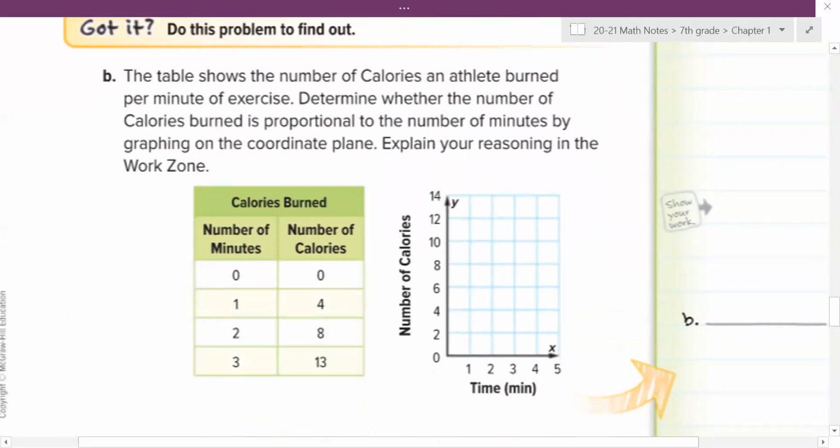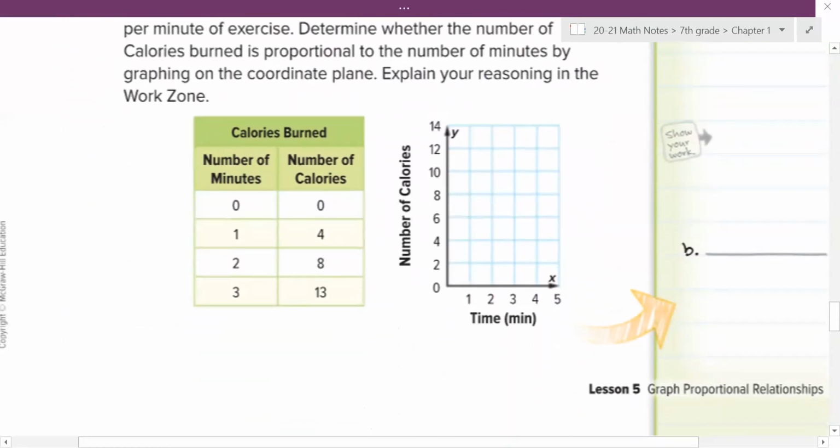So the table shows the number of calories an athlete burned per minute of exercise. Determine whether the number of calories burned is proportional to the number of minutes by graphing on the coordinate plane and explain your reasoning in the work zone. So we have, with no time, we're not burning any calories. So we have at the origin 0, 0. Then we have 1, 4. Now this goes up by 2. That's one of the other things. You've got to be cognizant of what value each tick mark represents.